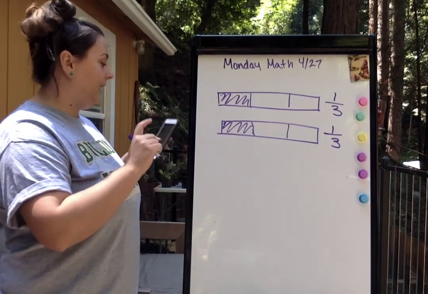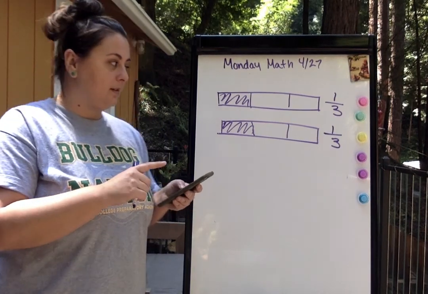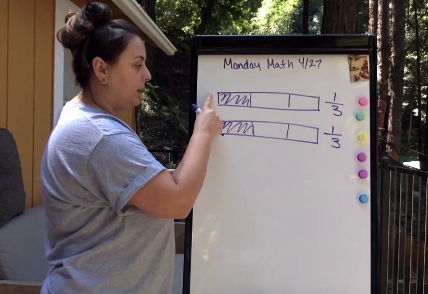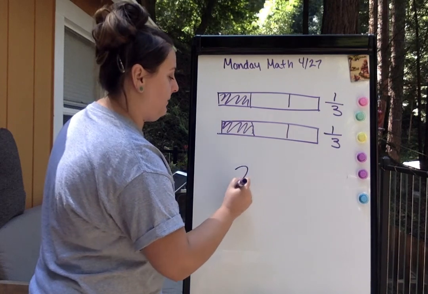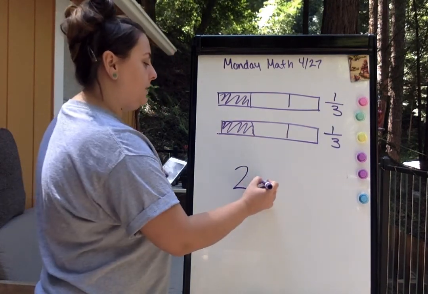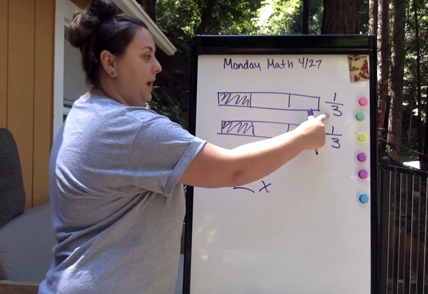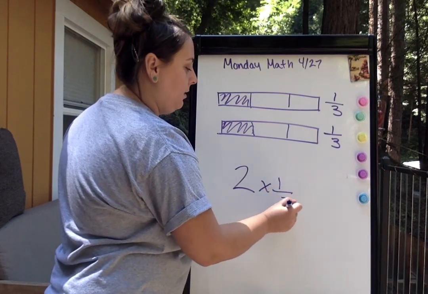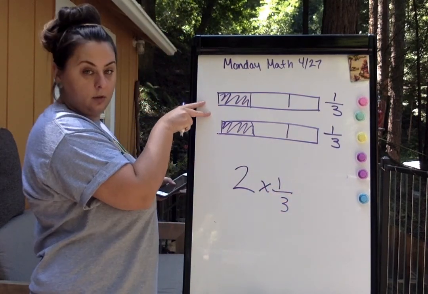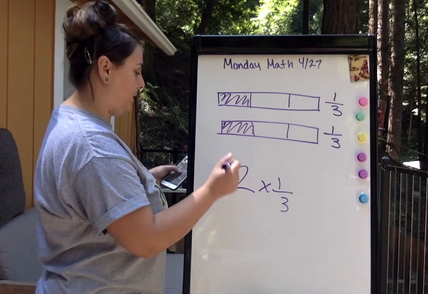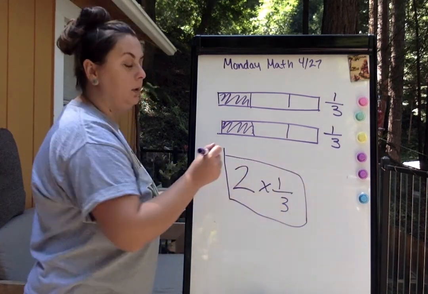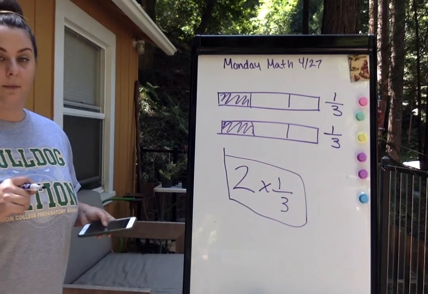So when we're looking at the options, you have one model here, one model here. So you have 2 of them. And you would times it by 1/3. So 2 times 1/3 is going to be your final answer. And that's how that one works out.